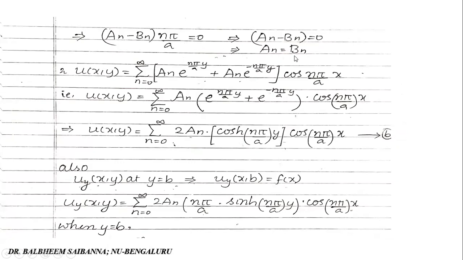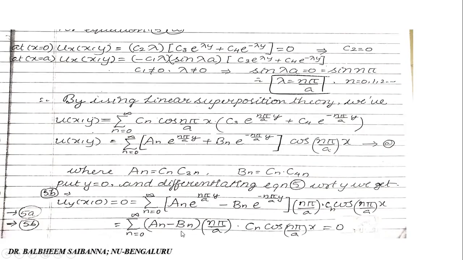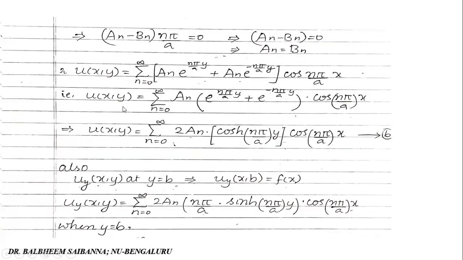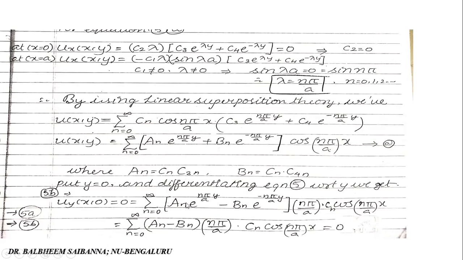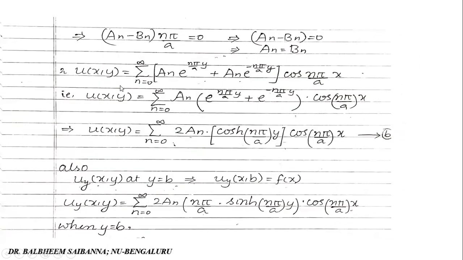Then look here, an is equal to bn means wherever bn is there, substitute in the back this solution. Instead of bn, you write an. So what we will get in this solution, where an is equal to bn is substituted here, is u of x comma y is equal to summation of n is equal to 0 to infinity an e to the power of n pi by a into y plus an e to the power of minus n pi by a y. Wherever bn is there, substitute an, cos n pi by a into x as it is.